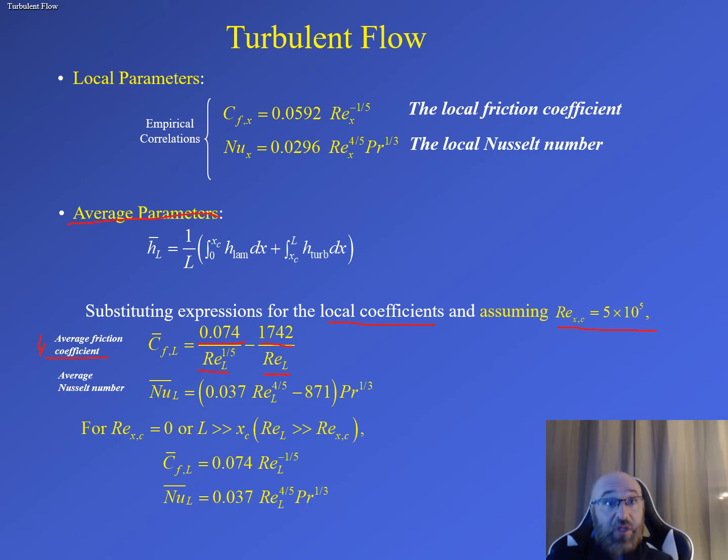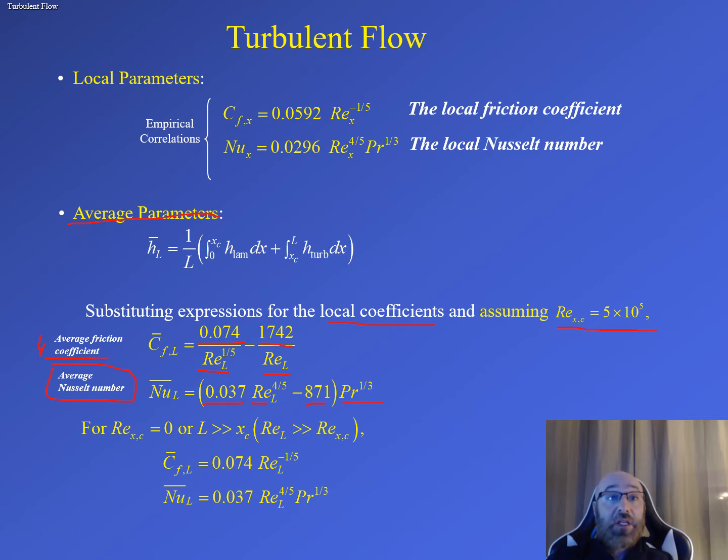We can do the same now when we sub in these expressions for the local coefficients into our Nusselt number. So our average Nusselt number, given by this relationship here, is equal to 0.037 times our Reynolds number sub L to the 4/5 minus 871, times our Pr to the 1/3.